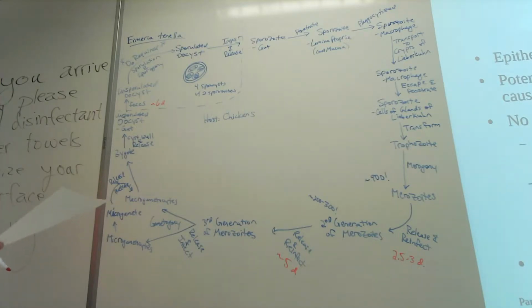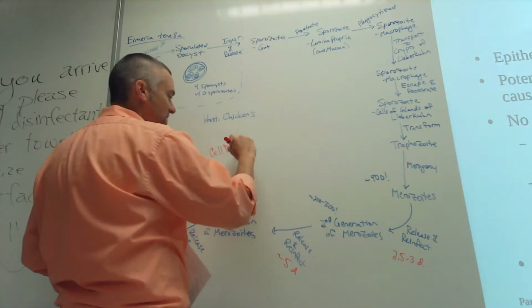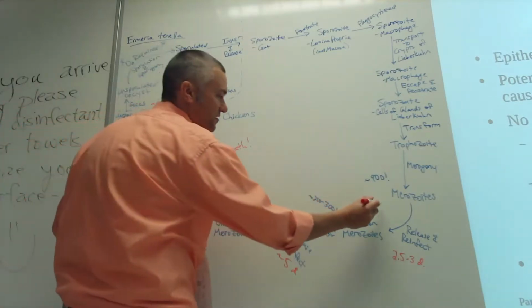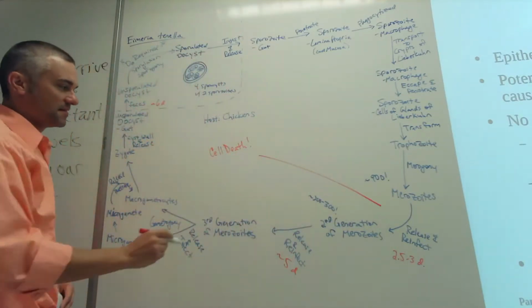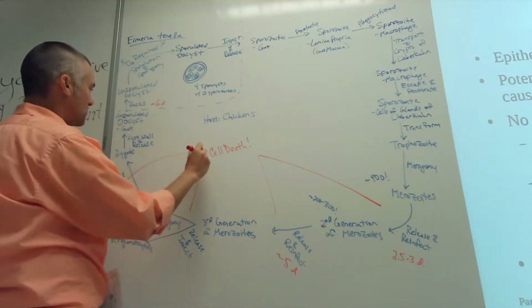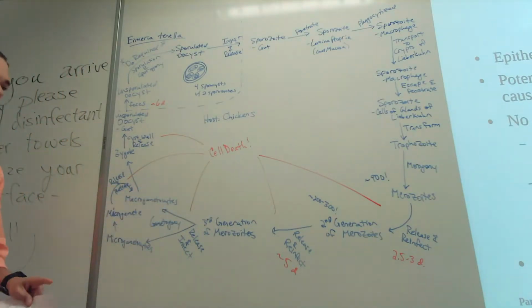Why is this important? Well, we're going to have cell death happen. What stages do we have cell death? There's one. Here's one. Here's one. Here's one. And there's one. All of those spots in our life cycle, we are causing cell death of that gut epithelial tissue. This is where we get major types of pathology.